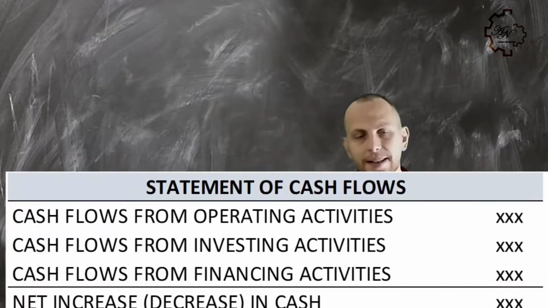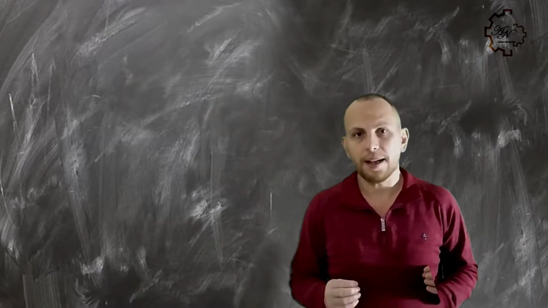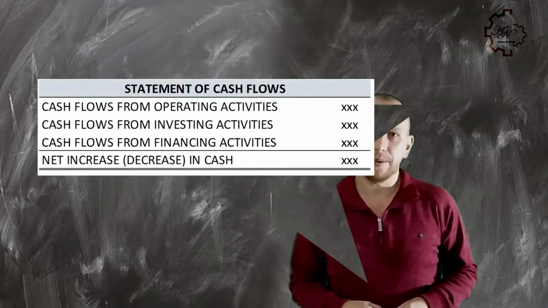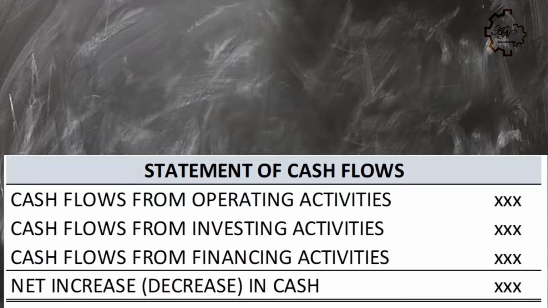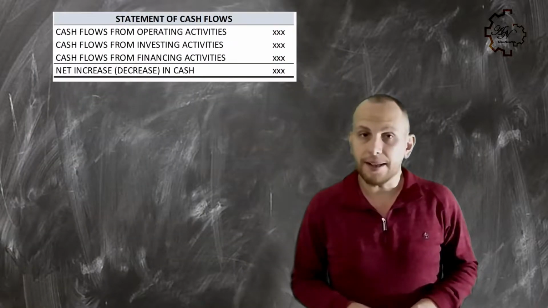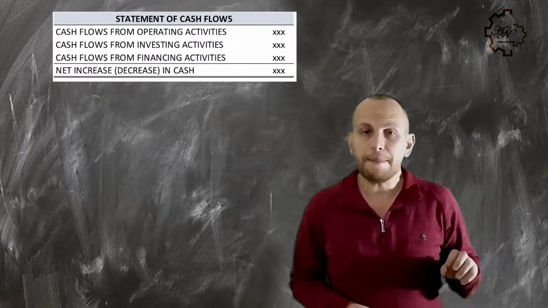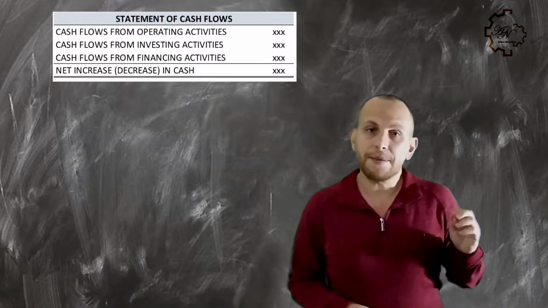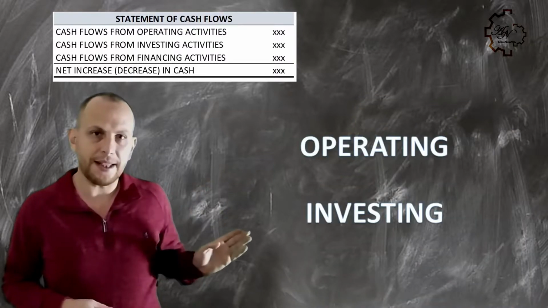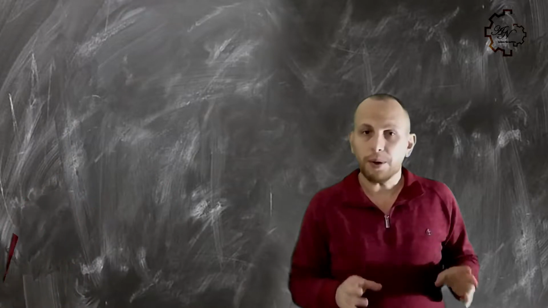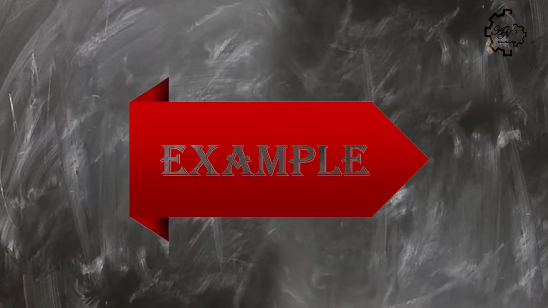We have another statement that's called the statement of cash flows. This document presents the business's inflows and outflows of cash. It divides the money based on the 3 main activities where it comes from: operating, investing, and financing. We will talk about it in another video.